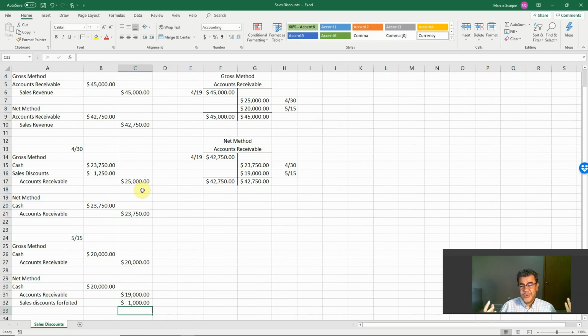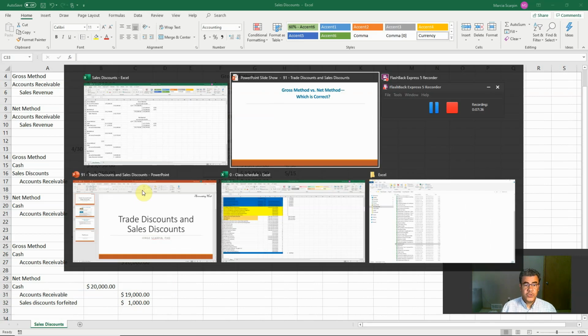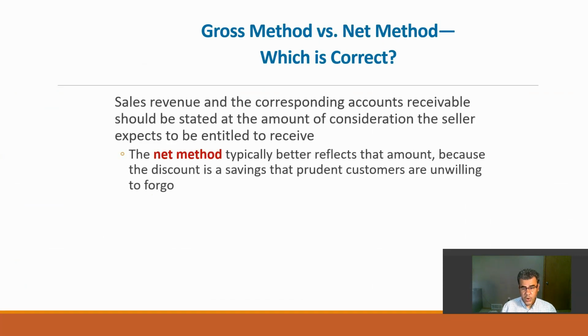Okay, guys, and which one is the best method? Either US GAAP or IFRS, they allow companies to use both. So, which one is better? Sales revenue and the corresponding accounts receivable should be stated at the amount of consideration the seller expects to be entitled to receive. The net method typically better reflects that amount because the discount is a savings that prudent customers are unwilling to forego.